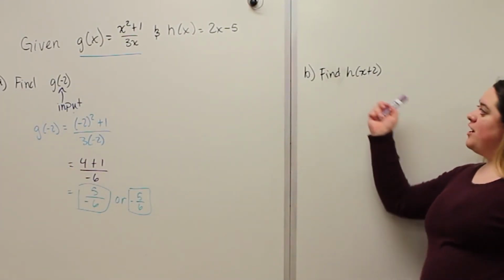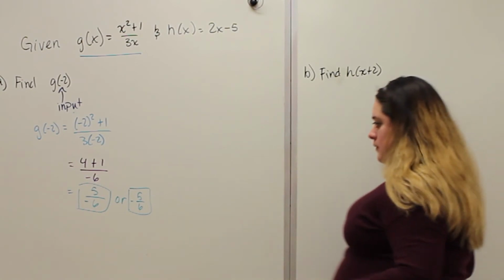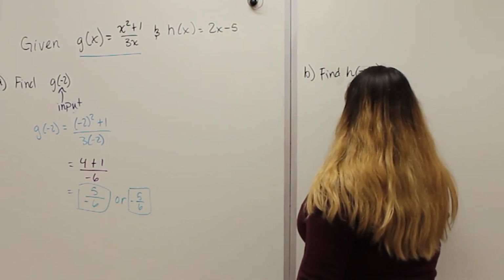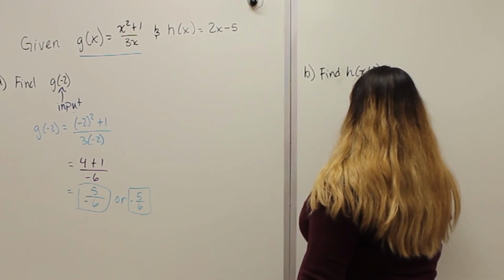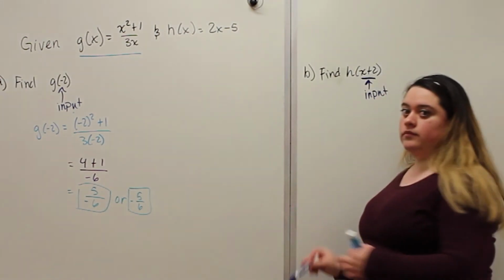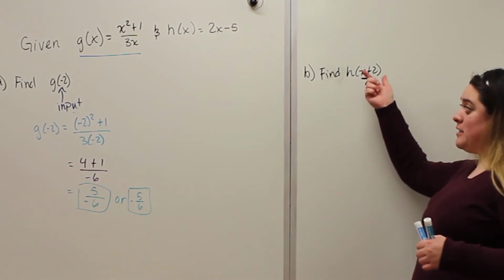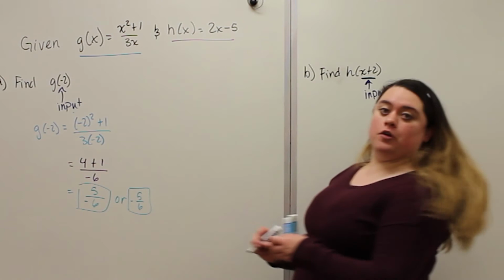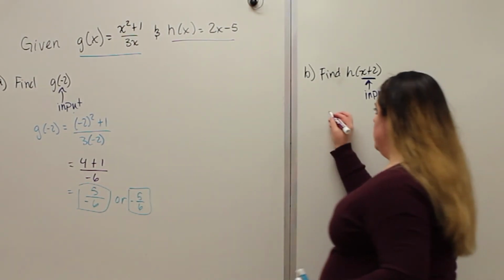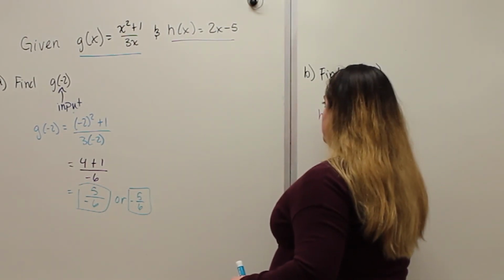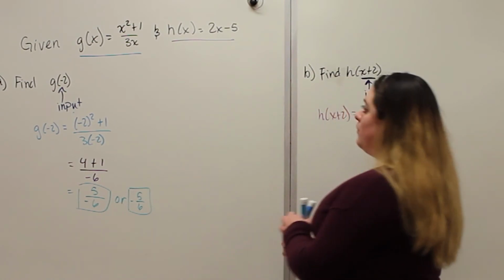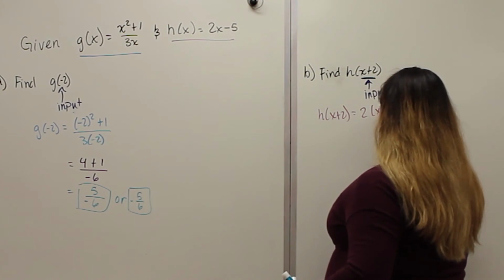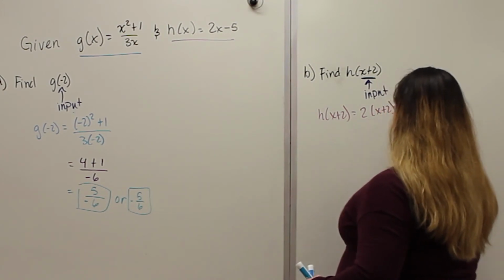Okay, find h of x plus 2. So again, a reminder, this x plus 2, this whole thing is the input. So we're going to take the entire expression and we're going to plug it into this function right over here. So we've got h of x plus 2 is going to equal 2 times x plus 2 minus 5.